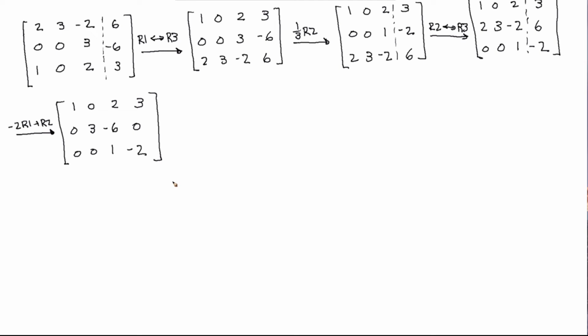Everybody see what I did there? Minus 2 times 1 is minus 2, plus 2 is 0. Then I have minus 2 times 0 plus 3 is 3. Minus 2 times 2 is minus 4, plus minus 2 is minus 6. Minus 2 times 3 is minus 6, plus 6 is 0. So that's how I went from there to there. Now, if I divide this row by 3, or multiply by 1/3 again, I'll have a 1 right there.